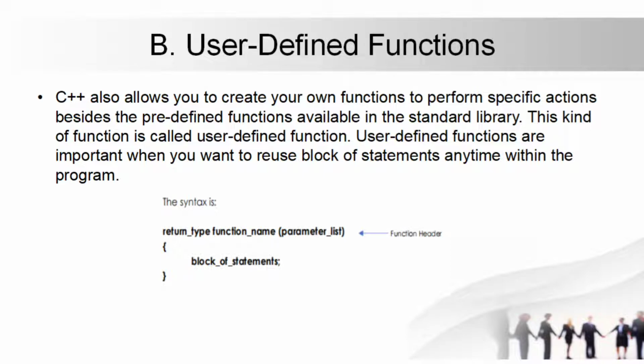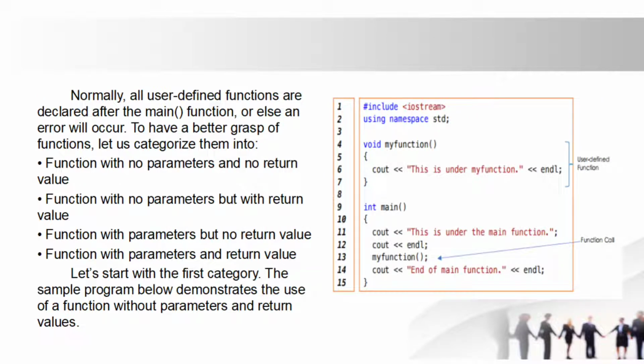User-defined functions. C++ also allows you to create your own functions to perform specific actions beside the predefined functions available in the standard library. This kind of function is called a user-defined function. User-defined functions are important when you want to reuse a block of statements anytime within the program. Normally, all user-defined functions are declared after the main function, or else an error will occur.